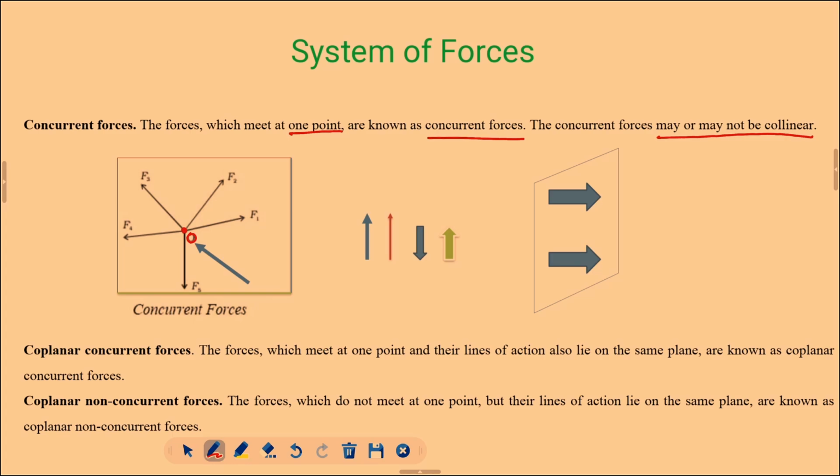Next is coplanar concurrent forces. We know about coplanar and we know about concurrent forces. Now combined, the forces which meet at one point and their line of action lie on the same plane, in a single plane, we can call coplanar concurrent. If the forces do not meet at one point but their line of action lie on the same plane, they are known as coplanar non-concurrent forces.